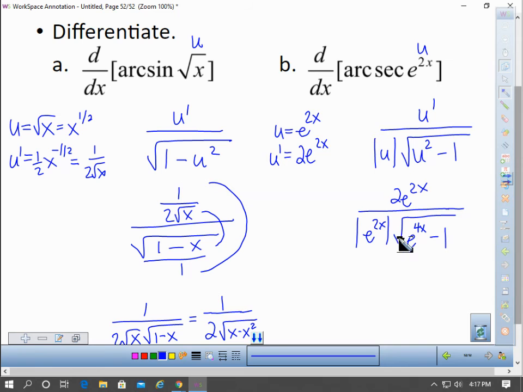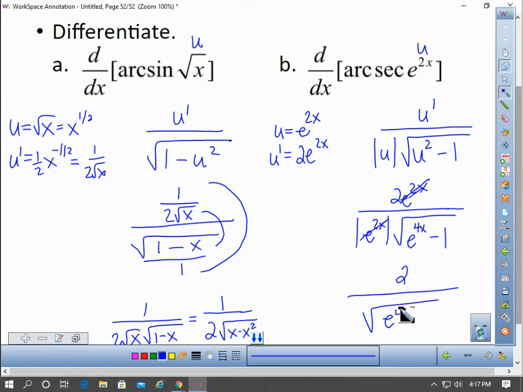And the thing that you notice here is these cancel. You really don't need these bars here because e to the 2x is positive all the time. So the bars really aren't necessary. And then those cancel. So the answer is 2 divided by the square root of e to the 4x minus 1.